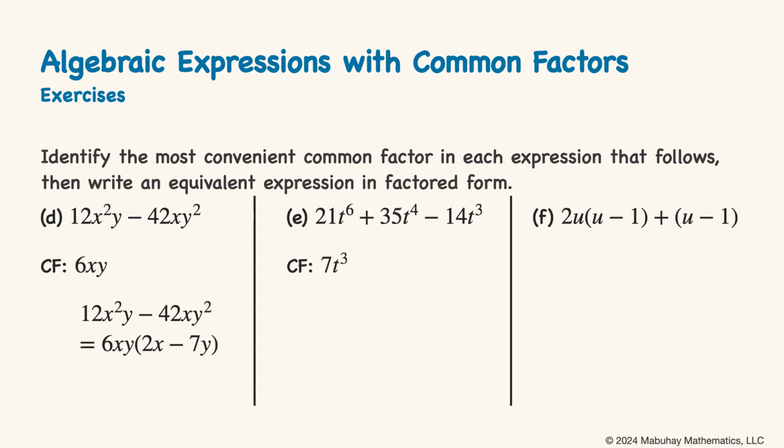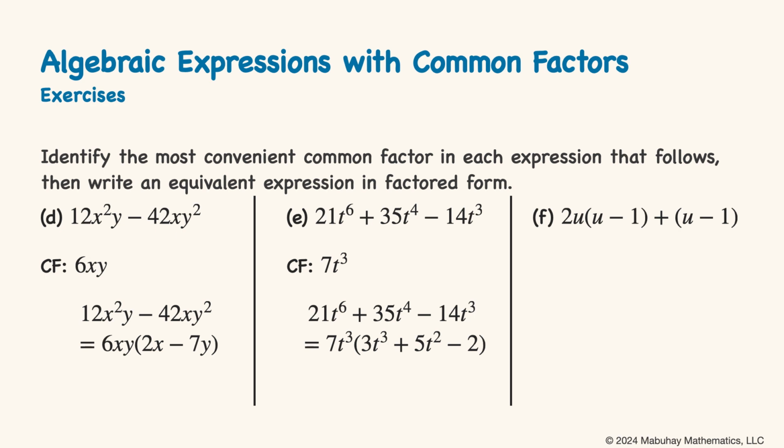That goes along with the 7 to give us 7t cubed. Pulling out that 7t cubed gives us the quantity 3t cubed plus 5t squared minus 2. Again, we get all of those terms using division. So you divide each of the original terms by 7t cubed, and then we use the distributive property to tell us how to arrange everything in the factored form.